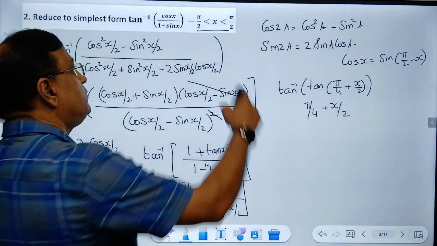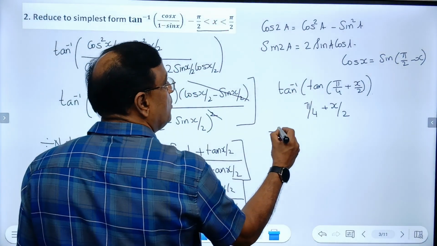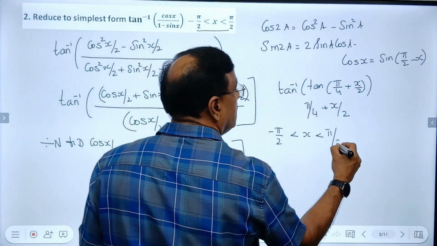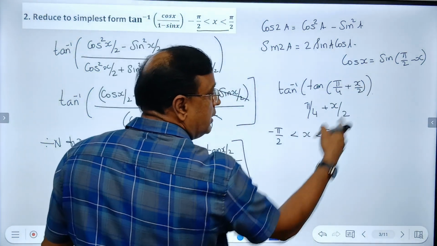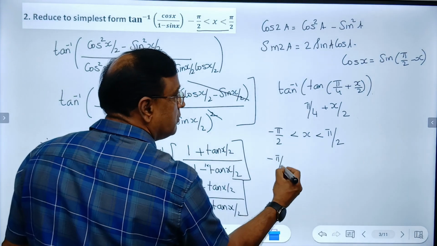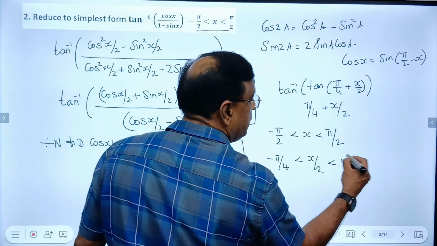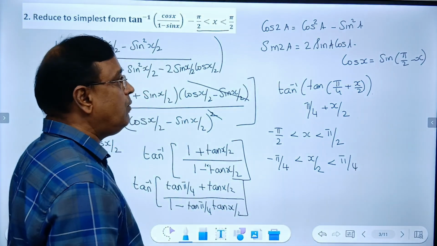Okay, that is very easy to verify. If you want, I can do one more sum. Minus pi by 2 less than x less than pi by 2. Since I want x by 2, divide throughout by 2. Minus pi by 4 is less than x by 2 less than pi by 4. Okay, now add pi by 4.